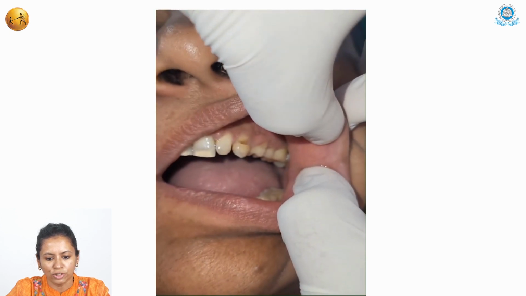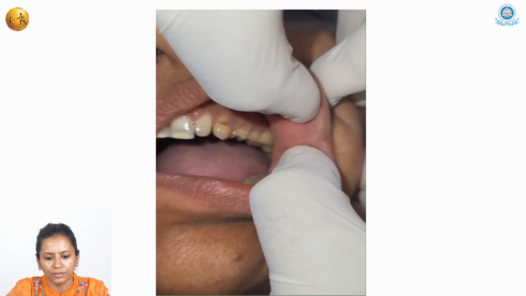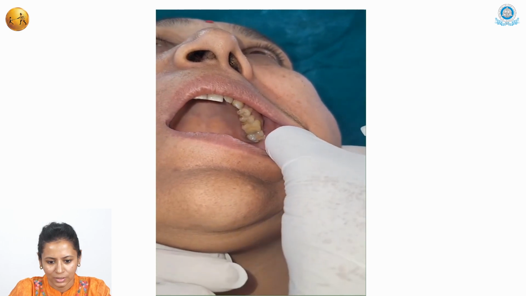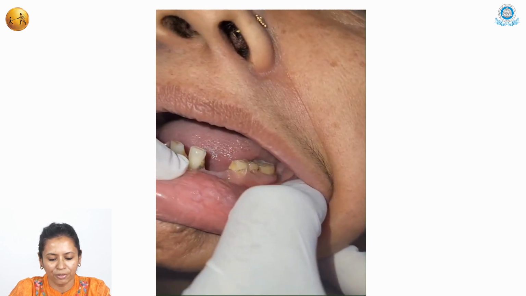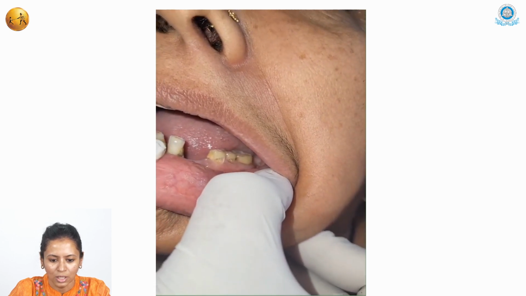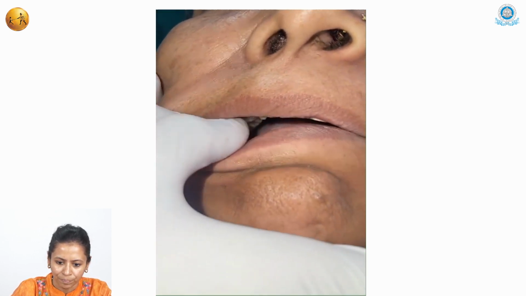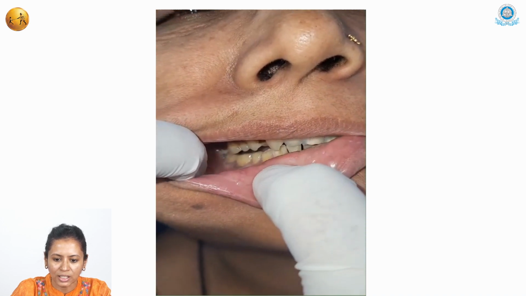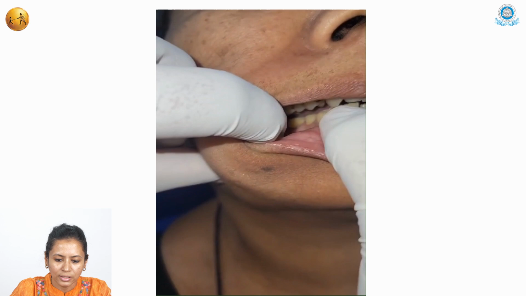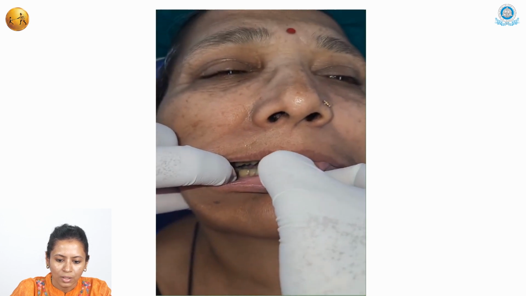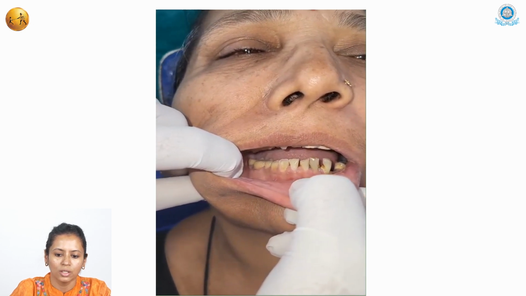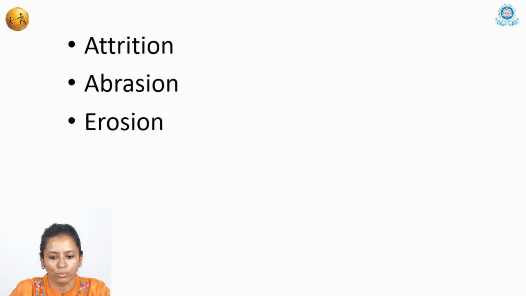Here we see the wedge shape or V-shaped cervical defect, which is very pathognomonic of abrasion. The same wedge shape and V-shaped defect is seen in the lower premolars, which is pathognomonic of abrasion. And if we appreciate the buccal surfaces and the labial surface of the teeth, there are smooth surface defects which are seen here, which are basically lesions of erosion.